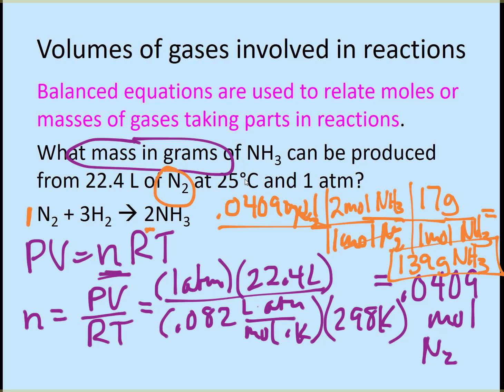So that's my answer. So again, I first used PV = nRT here. I found moles, and then I used my molar ratios in my balanced equation to help me convert from moles of nitrogen to moles of ammonia, and then I converted from moles of ammonia to grams of ammonia.